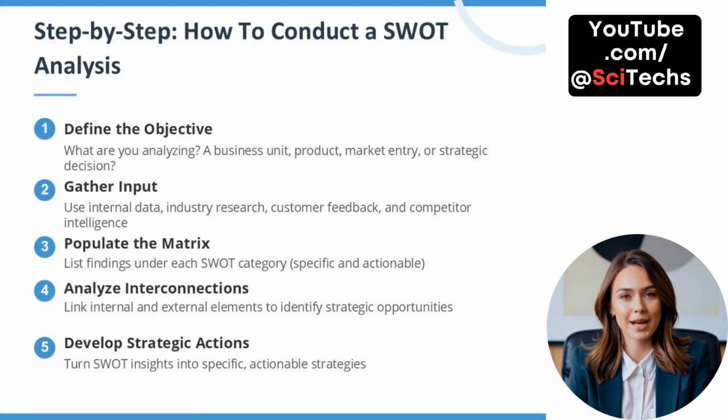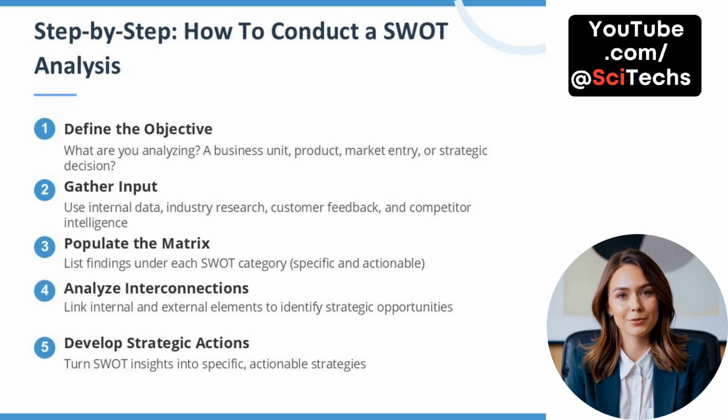Step by step, how to conduct a SWOT analysis. Conducting a SWOT analysis involves 5 key steps to ensure accuracy and relevance. Step 1 is defining the objective. You must clearly identify what you're analyzing, whether it's a business unit, a new product, a market expansion, or a strategic decision. Without a focused goal, the analysis risks becoming too broad.